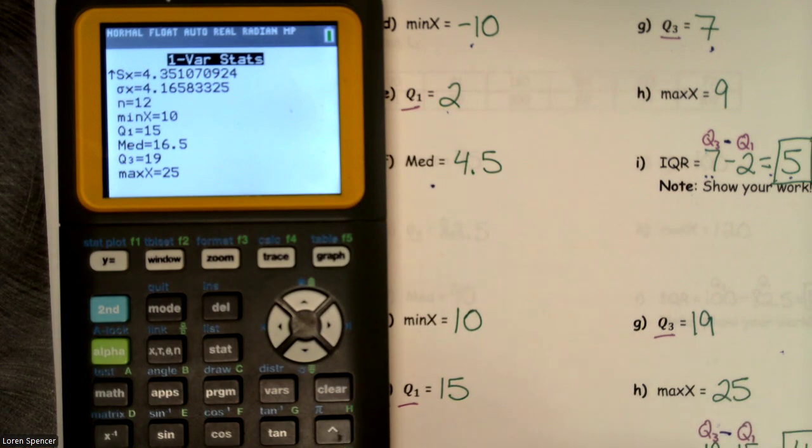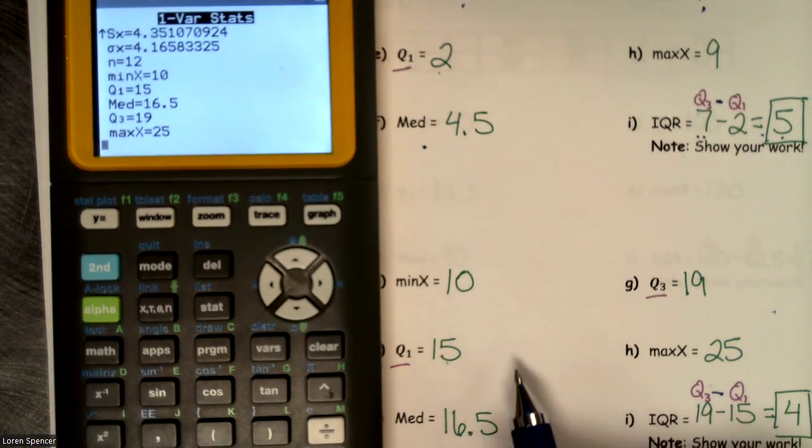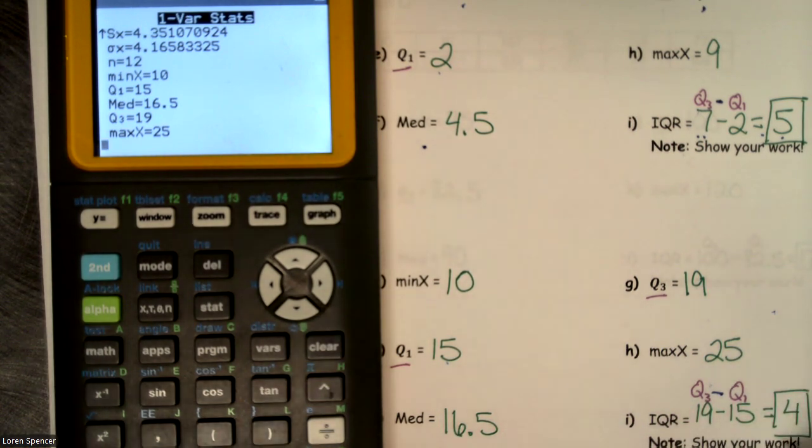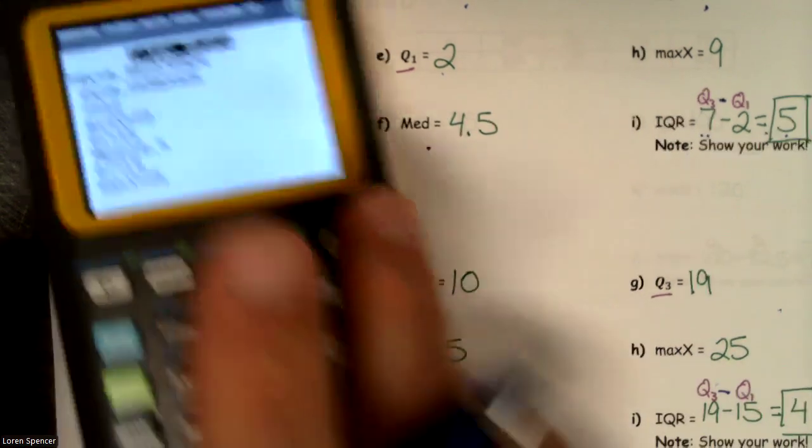So 19 minus the 15, and that gives me an IQR of 4. 19 minus 15 is 4. All right. So continuing on.